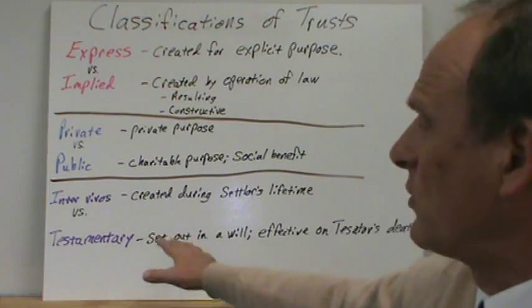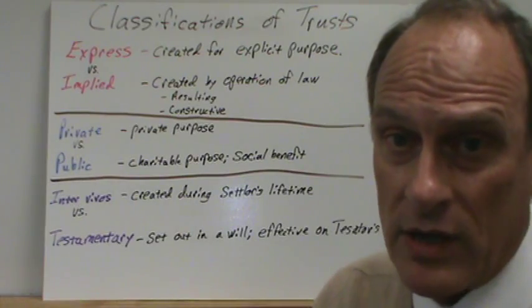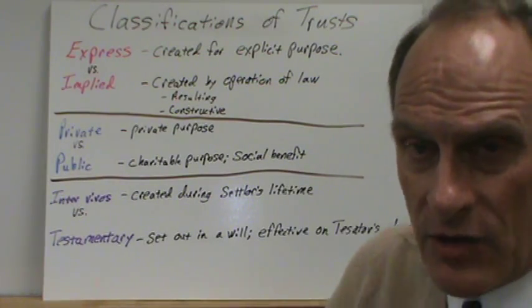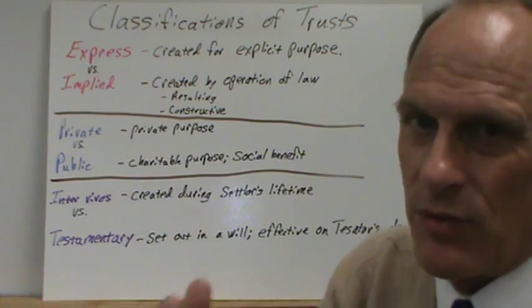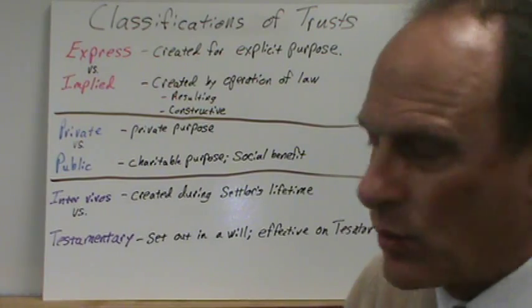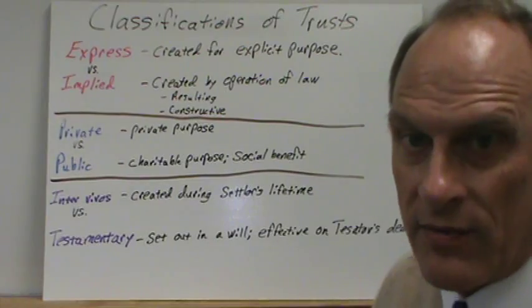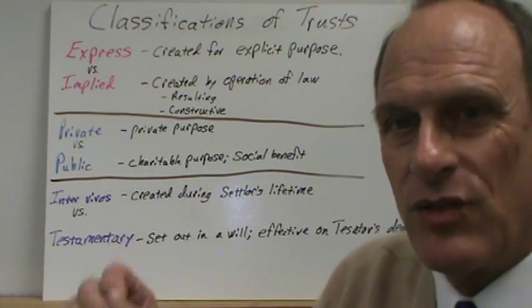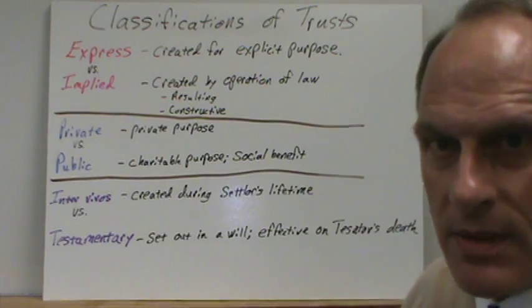An inter vivos trust, sometimes known as a living trust, is going to be created during the lifetime of the settlor. It's going to be funded during the lifetime of the settlor, and it's going to be up and running during the lifetime of the settlor. That's why we call it a living trust or a during-lifetime trust, an inter vivos trust, versus a testamentary trust that we put into the will and it has no effect until the testator passes.